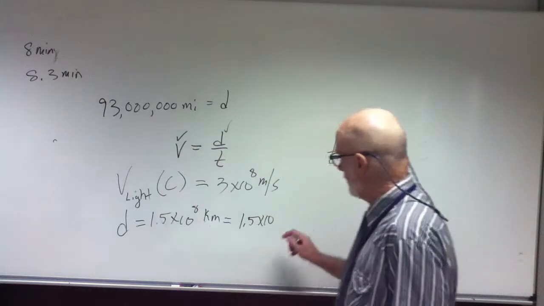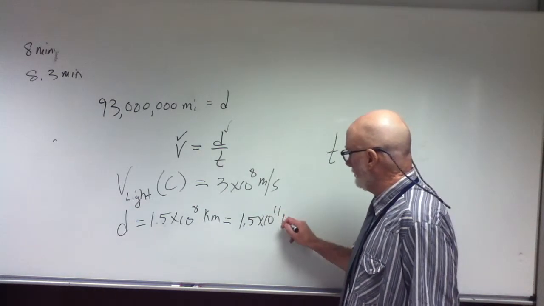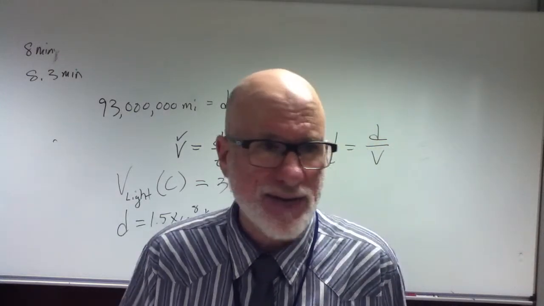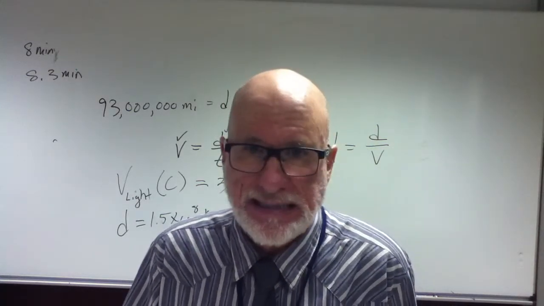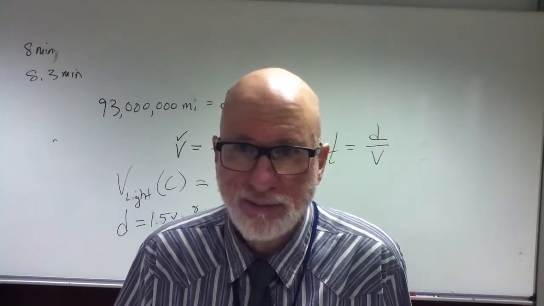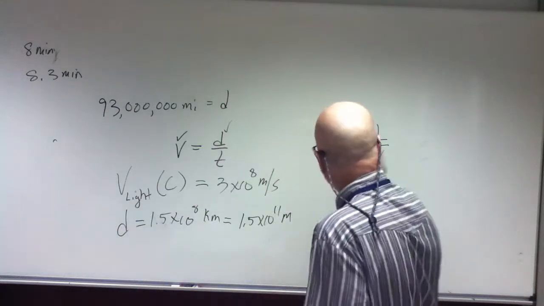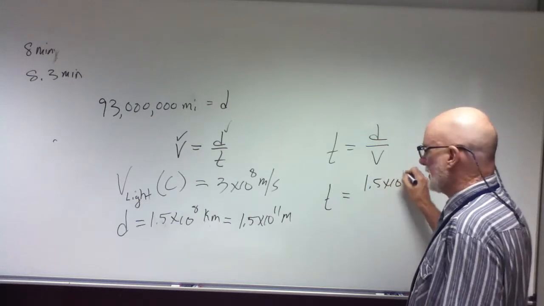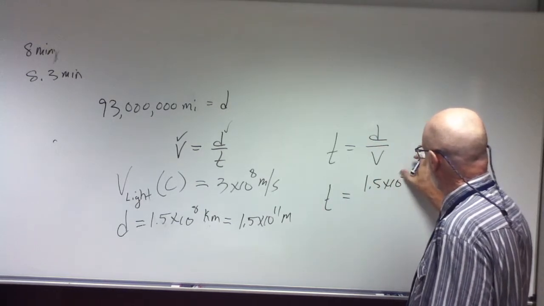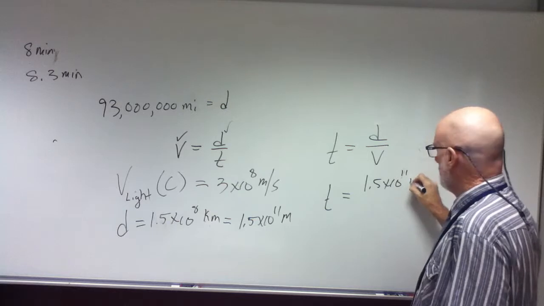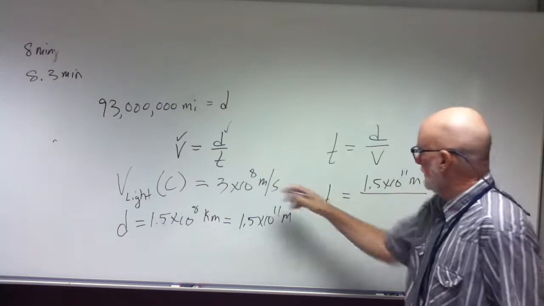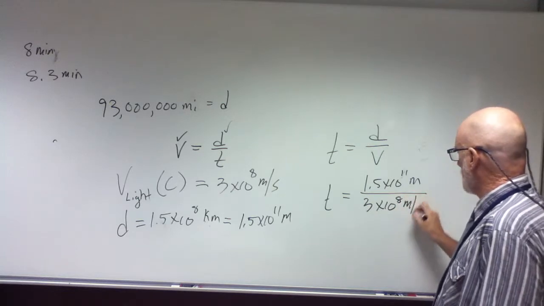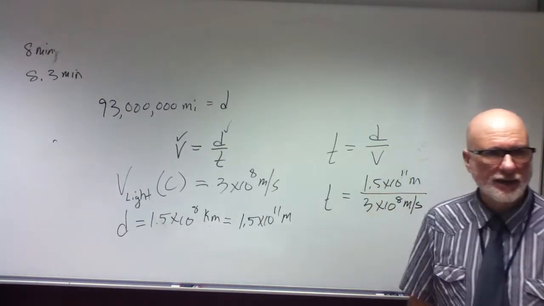Right, so that's going to be 11 meters, correct? Now I'm going to solve the problem in seconds. So who cares? Can you convert seconds to minutes very easily? Yes or no? Right, now, so what do I do? I just plug in. T equals 1.5 times 10 to the 11th meters over 3 times 10 to the 8th meters per second. Put that in your calculator.